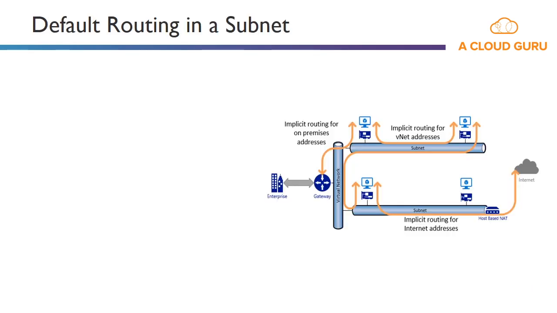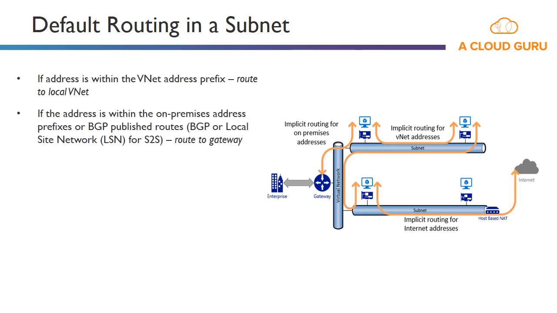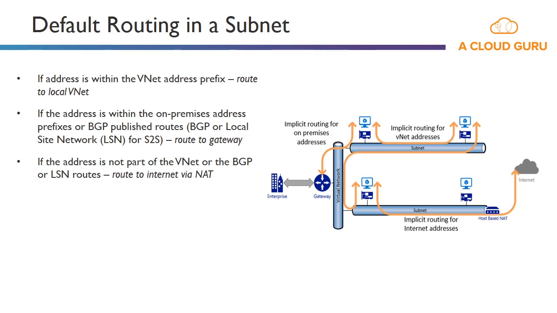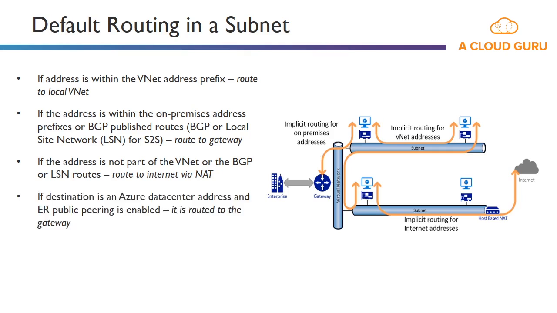The default routing in a subnet is as follows, and if you look at the diagram on the right, it gives you the three major use cases, but we'll break them down a little further. One, if the address is within the VNet address prefix, we just route to the local VNet, so we have implicit routing for VNet addresses. If the address is within the on-premises address prefixes or BGP published routes, we route to the gateway, and this is implicit routing for on-premises address on the left-hand side there. If the address is not part of the VNet or the BGP or LSN routes, we route to the internet via NAT. And then finally, we've got two more.